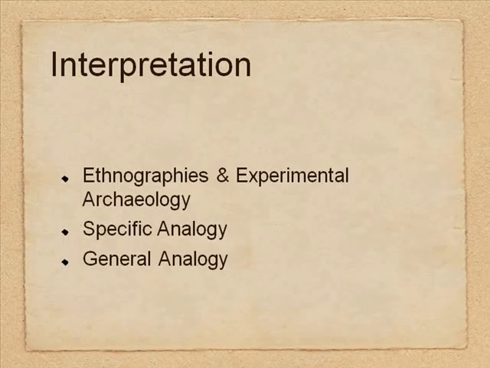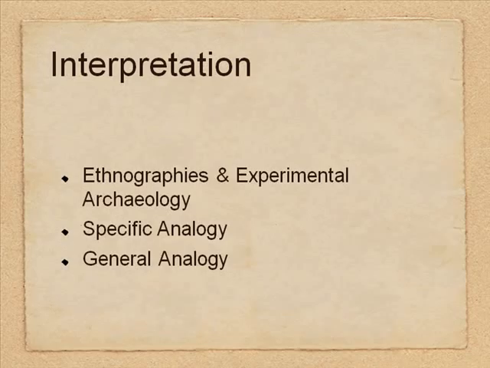So we're using analogy. And there are two kinds of analogy. There's specific analogy, where this is where you do a particular comparison within a single cultural tradition. So there has to be some cultural continuity established, and this can be done with archaeological, ethnographic, or even biological evidence. So for instance, one of the longest sequences we have in North America is from the Anasazi to modern Pueblo peoples.